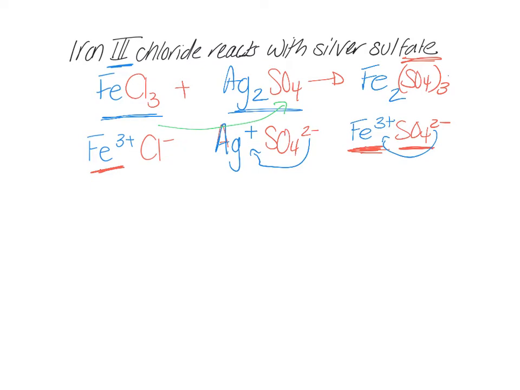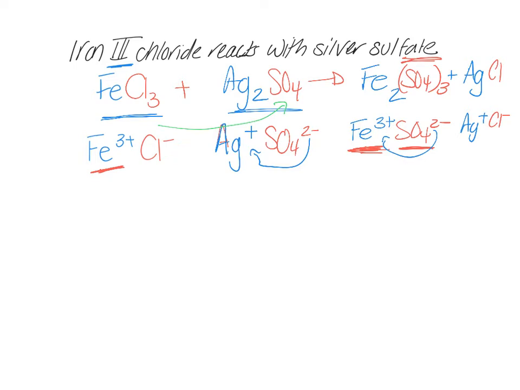Okay, and then the other couple that we're going to have is Ag, and if you have to do it on your scrap paper, go ahead and do that, right? Ag, and it's going to go with Cl negative. So that would just be AgCl, like so.